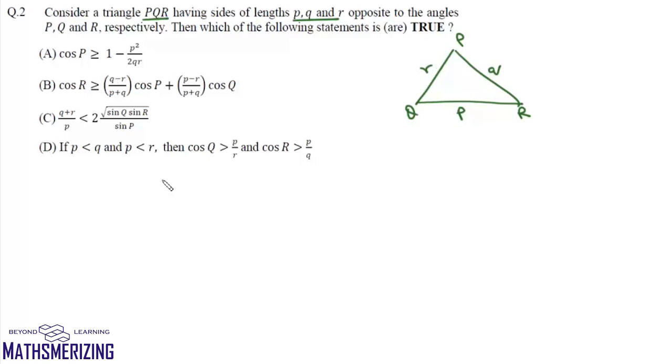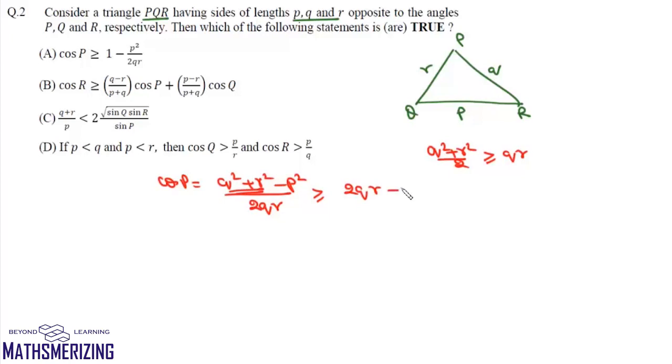First one is this cos P. Now we know that the cosine rule says cos P is (q² + r² − p²)/(2qr). Now since q and r are sides of a triangle, they are positive entries. So we can use the arithmetic mean and geometric mean. So AM will be greater than or equal to the geometric mean, which is qr. So we can write q² + r² will be greater than or equal to 2qr. So we can write this cos P will be greater than or equal to (2qr − p²)/(2qr).